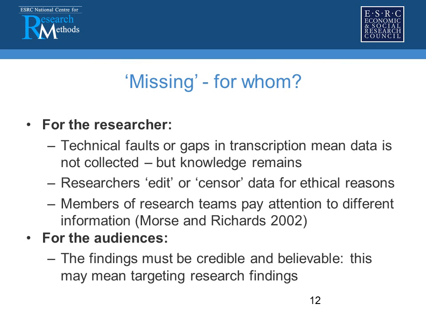So, missing for whom? As I've described here, data can be missing for the researcher. Some of this has to do with technical faults or gaps, and the ethical reasons that we edit or censor data, which may have to do with the power that we feel we hold, or the power that our interviewees are attempting to wield in our relationship. Members of research teams obviously pay attention to different information. And audiences are quite sensitive to missing data as well.